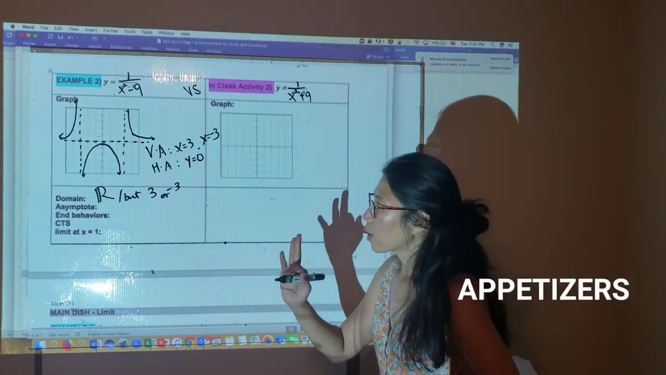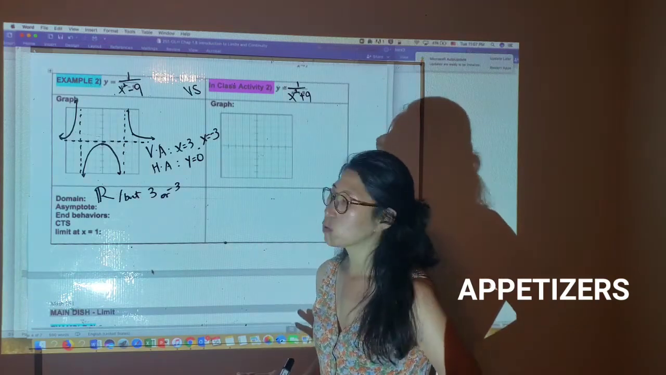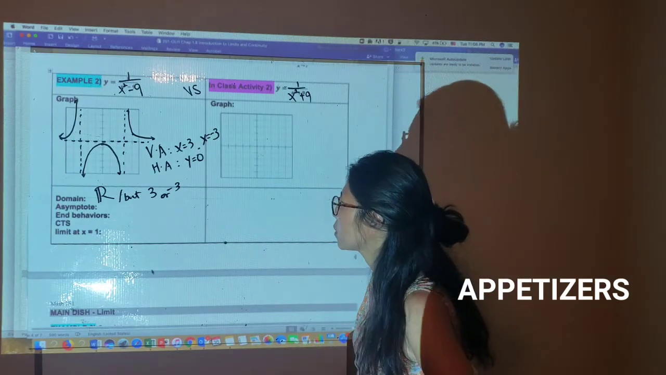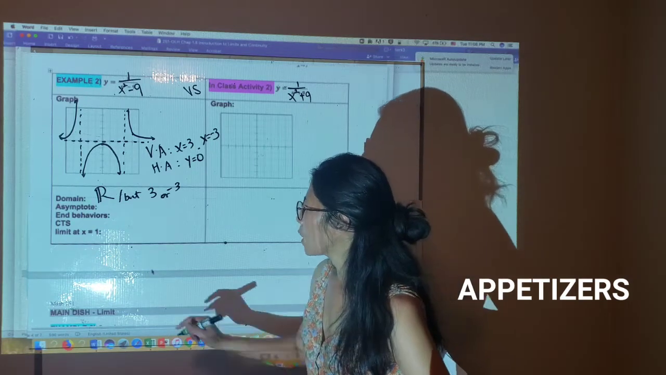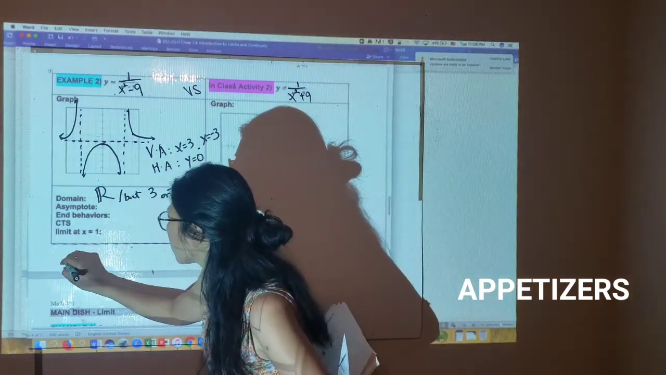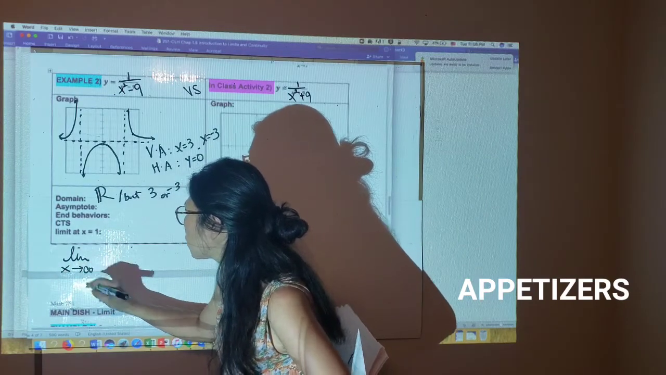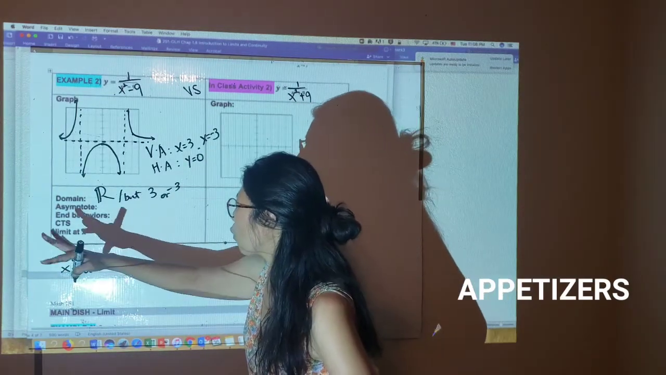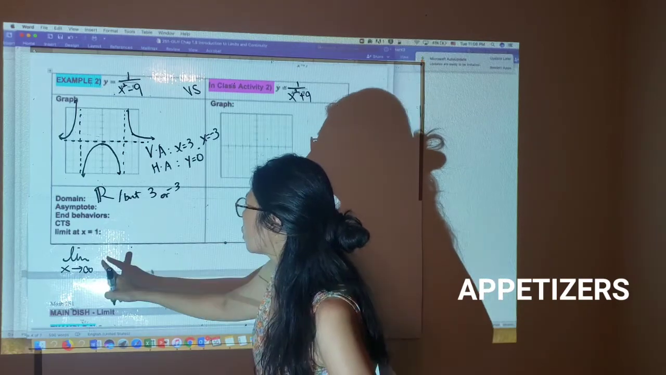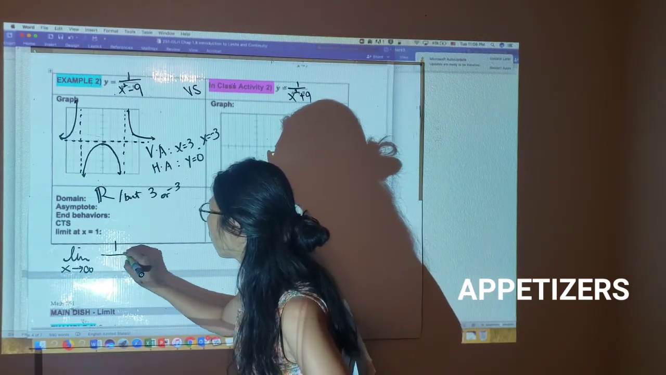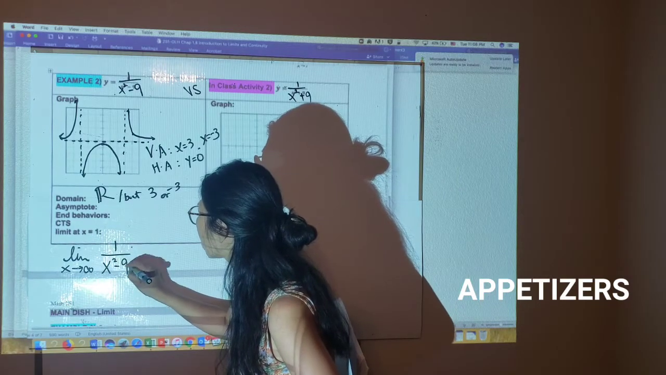Then, hold on right here. I'm going to introduce another way of finding the horizontal asymptote. What does a horizontal asymptote mean? Use the definition. A horizontal asymptote means x goes to infinity, and I want to see where my graph ends up. So I'm going to put the limit as x goes to infinity of 1 over x squared minus 9.